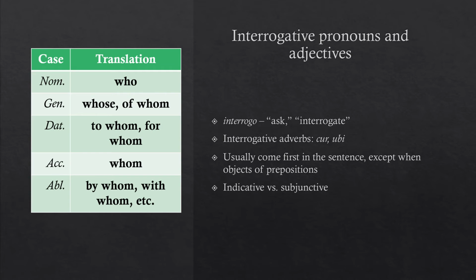Remember, we know 2 ways to ask questions, with indicative verbs and subjunctive verbs. Questions that use indicative verbs are asking factual questions. They are actually seeking information and expect a response. Whereas deliberative subjunctives express hypothetical questions or rhetorical questions that may or may not expect an answer.